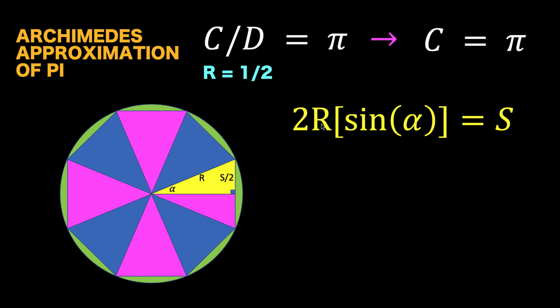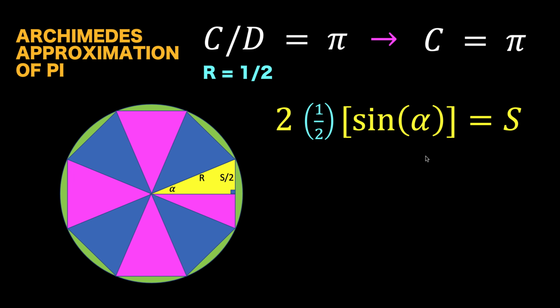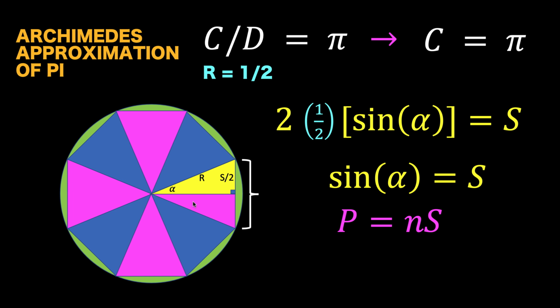But what's the value of r? We know that r is equal to 1/2, so this becomes 2 times 1/2 times sine of alpha equals s, which is simply sine alpha equals s. So we now know that the length of this side of the triangle is equal to sine alpha. Now, to find the perimeter of the polygon, we can simply multiply the number of sides times the length of one of those sides. So P is equal to n times s. But we know that s is equal to sine of alpha, so this is now our formula for the perimeter of the inscribed polygon in this green circle of radius 1/2 or diameter of 1.